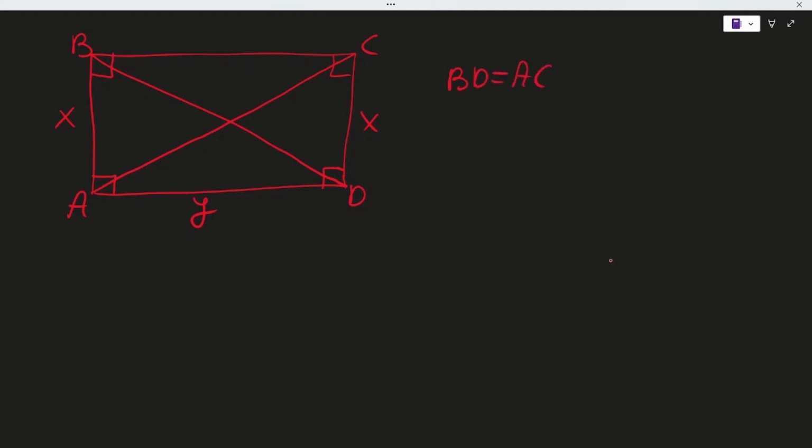Also, we can easily see that BD and AC, both of them can be computed as square root of x square plus y square, where x and y are side lengths of the parallelogram, in our case, rectangle.